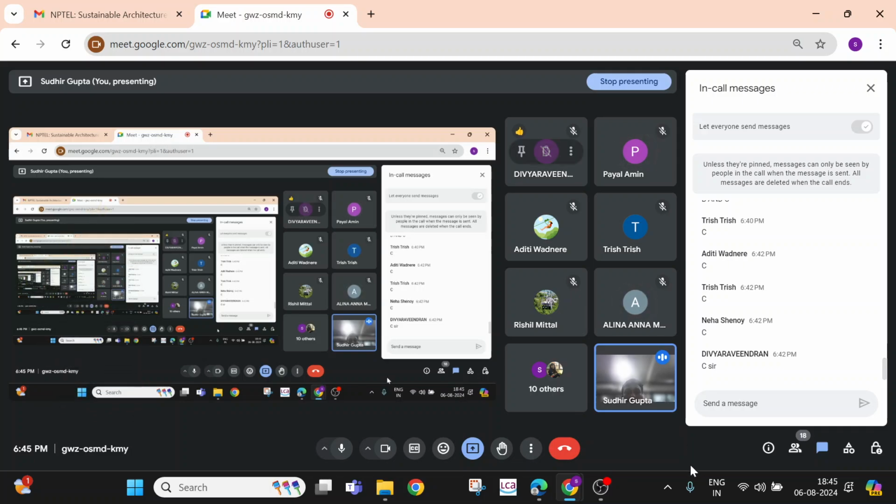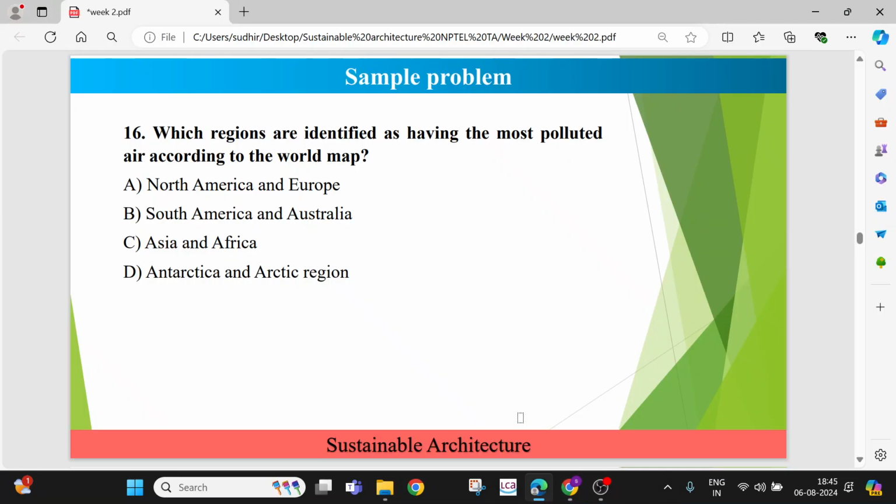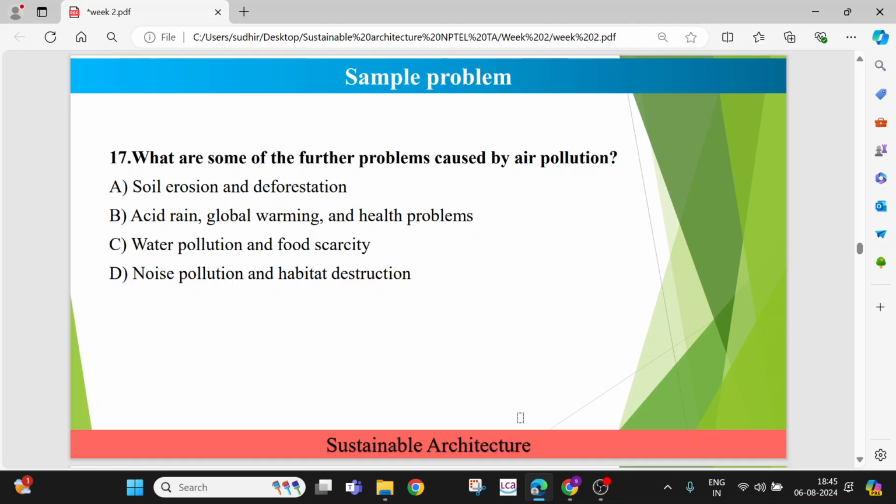So this is question number 17. What are some of the further problems caused by air pollution? B. Acid rain, global warming, health problems. Option B, sir. Divya is also saying B.